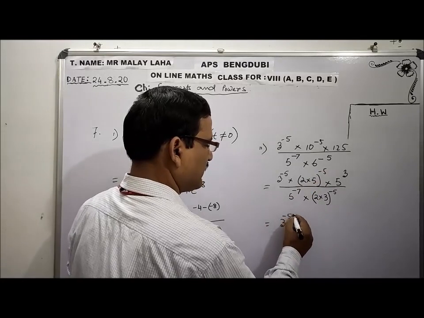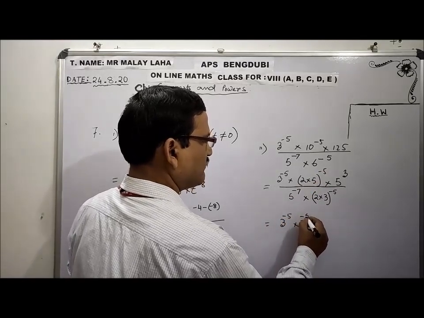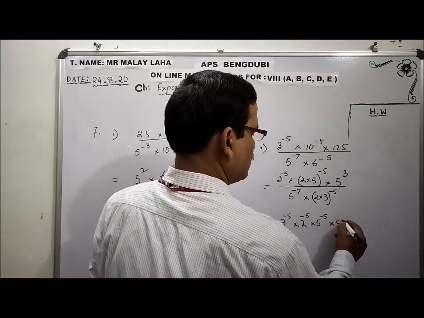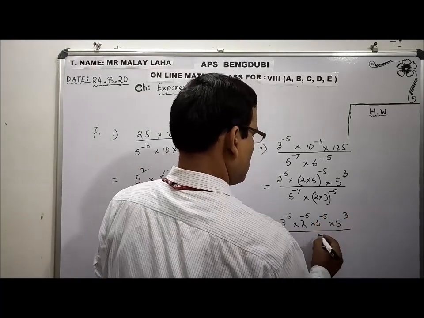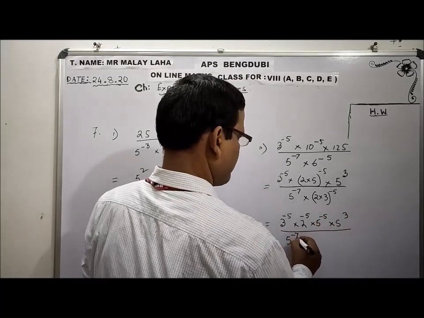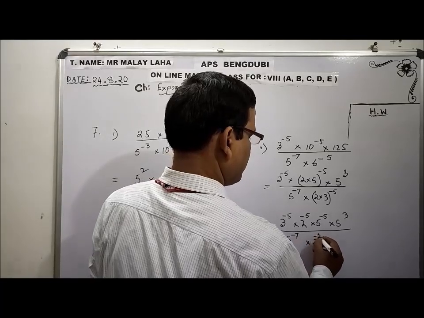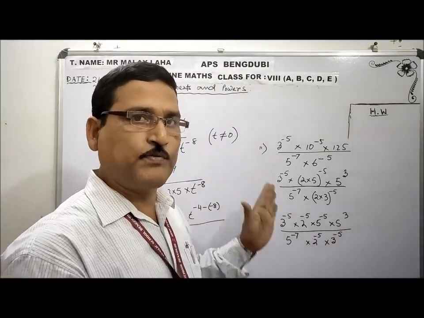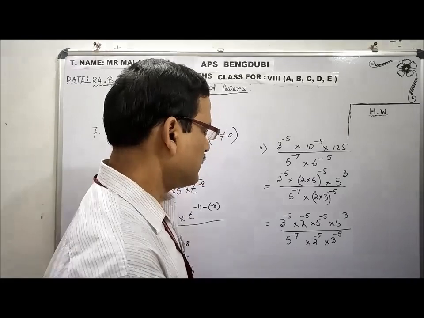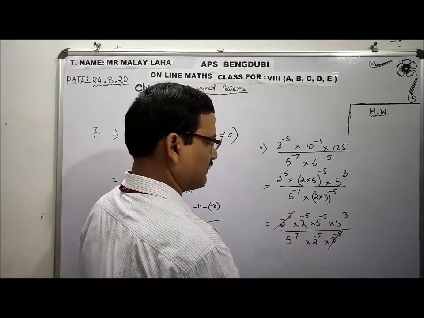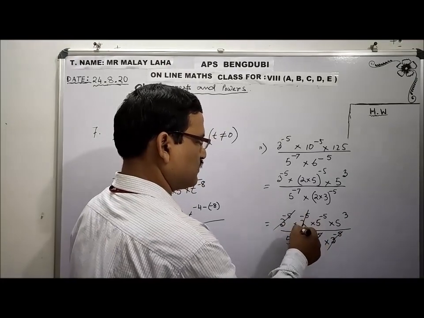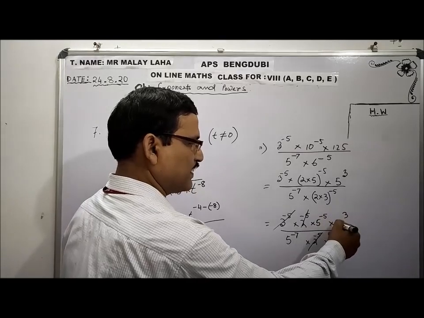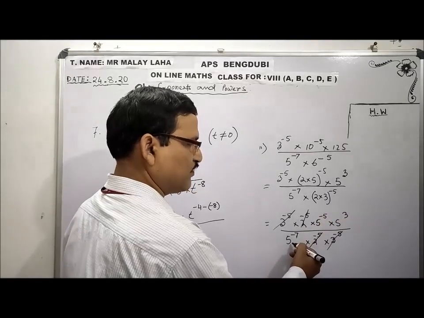3 raised to minus 5 into 2 raised to minus 5 into 5 raised to minus 5 into 5 raised to 3. Here 5 raised to minus 7 into 2 raised to minus 5 into 3 raised to minus 5. After that, if you see numerator and denominator having the same factor, you can cancel. 3 raised to minus 5 and 3 raised to minus 5 cancel. 2 raised to minus 5 and 2 raised to minus 5 cancel. Now what is left out? So 5, this 2 5 will be in the multiplication form, and this 5 will be in the division form.